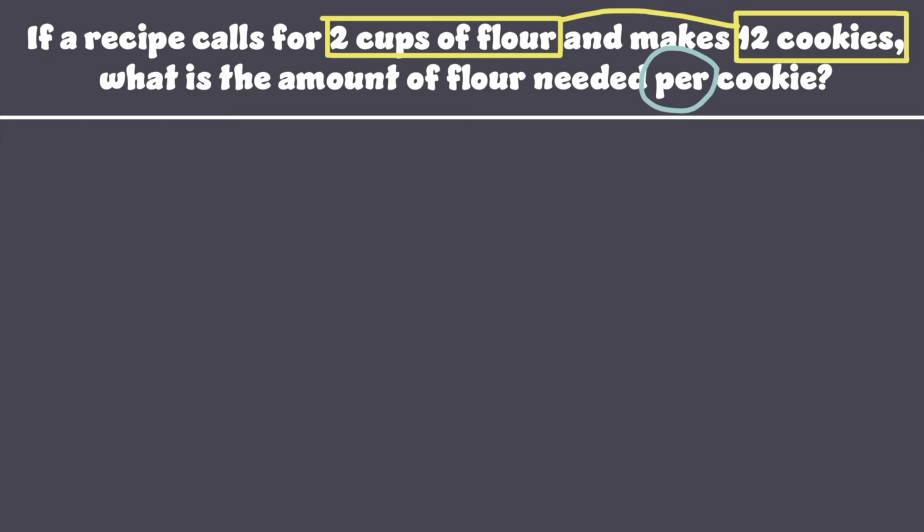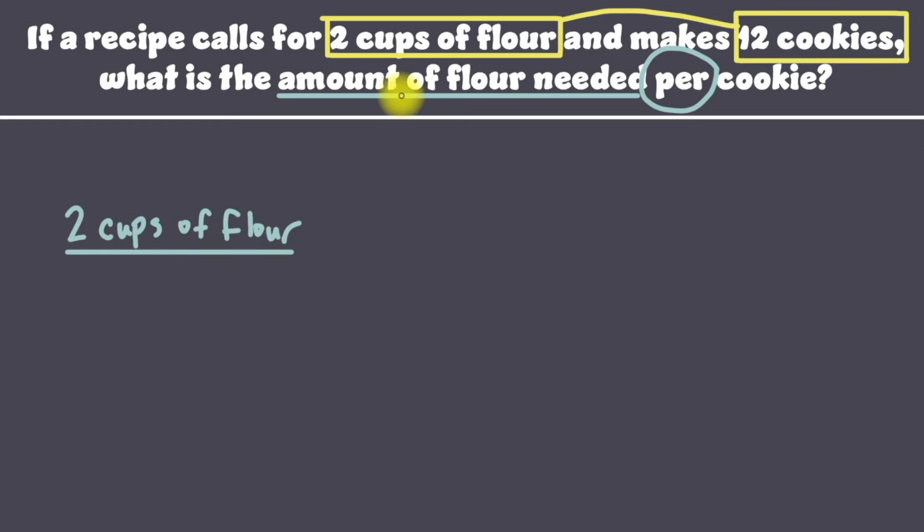So when we're setting up our rate, I'll start with a line. And the first thing before the word per is the amount of flour needed. In the problem, they said we can use 2 cups of flour. So I'll put that in the top.